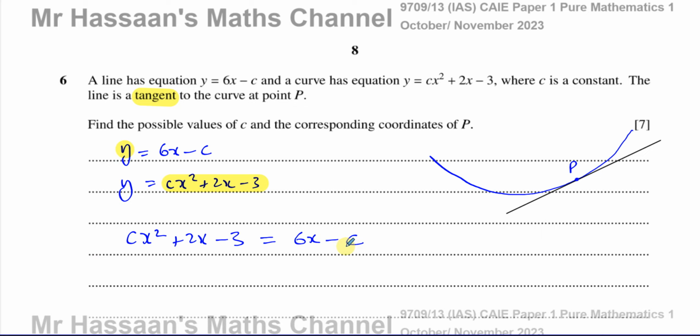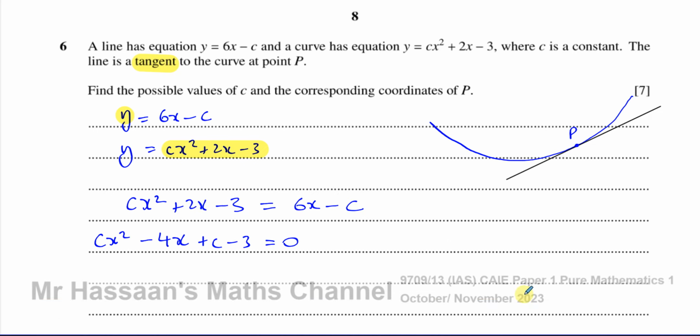Now, there should be only one solution to this equation, one repeated root. It's a quadratic equation, so let's rearrange it so it equals 0. We have cx squared, we have 2x minus 6x, which is minus 4x, and we have minus 3 plus c, which is c minus 3, writing it in a more friendly way. So I brought everything onto one side of the equation, making it equal 0.